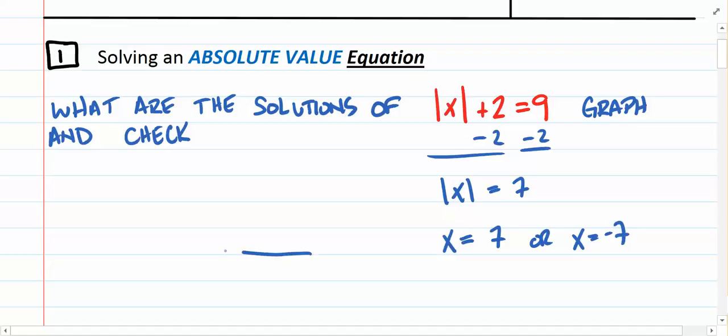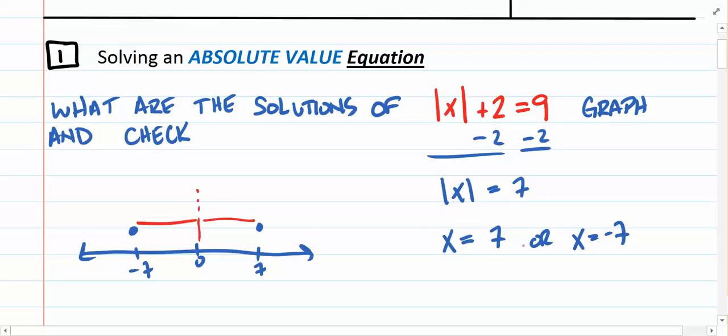So to graph and check on the number line, here's what we would have. Here would be 0, here would be 7, here would be negative 7. So it would either be this point here or that point here. Remember, we're looking for the distance away from 0 on the number line for these simple type of absolute value equations.